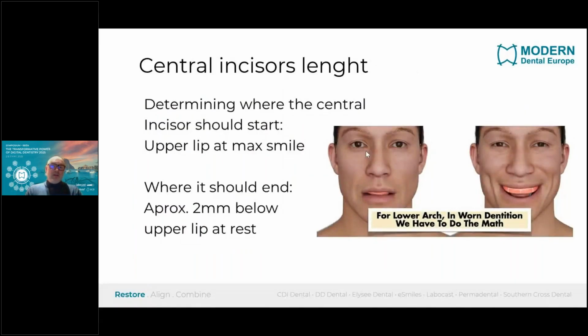If there are no teeth left, if it's an edentulous case, of course, we have to follow the rules for removable dentures using a wax rim. And then, of course, we determine where the central incisor should start, upper lip at maximum smile, and where it should end approximately 2 millimeters below the upper lip at rest position.